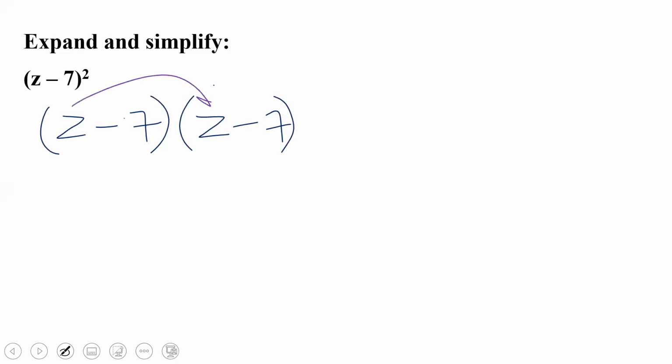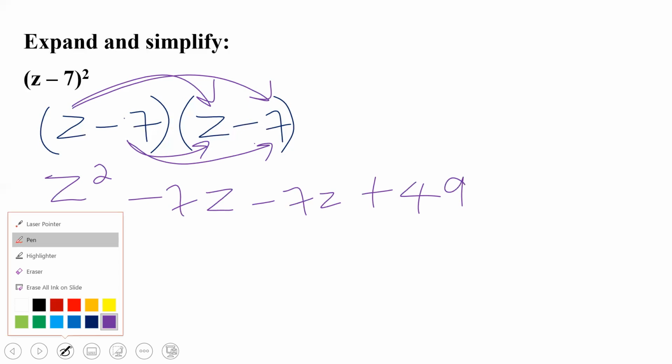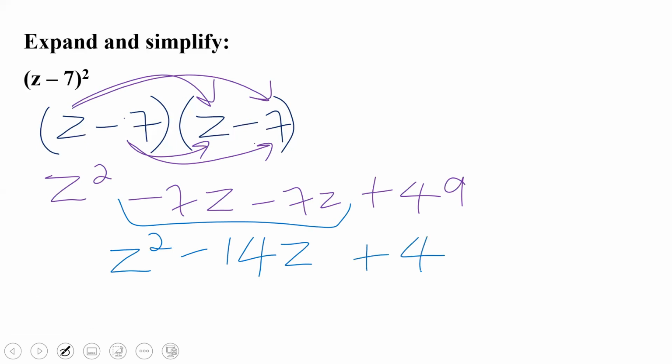Here we go. Z times z will be z squared. Z times negative 7, please watch the sign, is going to be negative 7z. Negative 7 times z will be negative 7z again. And negative 7 times negative 7 is positive 49. All right, can we simplify? Yes, we can. These two work out to negative 14z, and so our answer is z squared minus 14z plus 49.